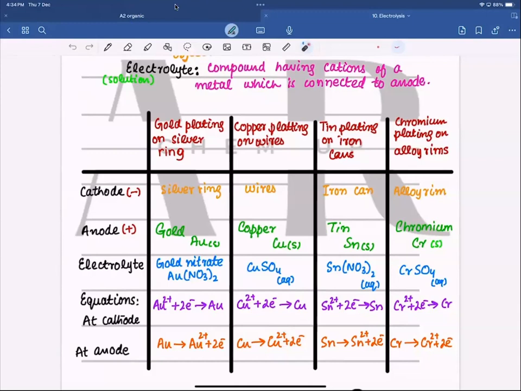Sir, can we take an electrolyte which is a combination of the anode and cathode metals? No, it is not possible because both are metals, right? So how can there be a compound containing both the positive ions? The compound always has a positive ion and a negative ion.